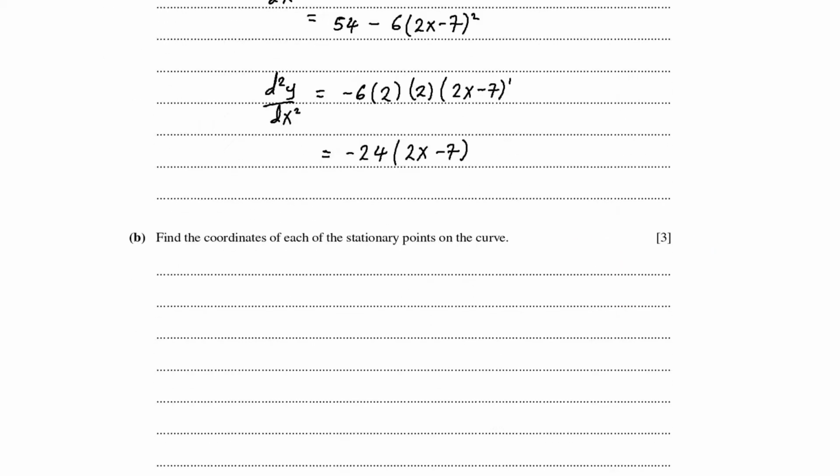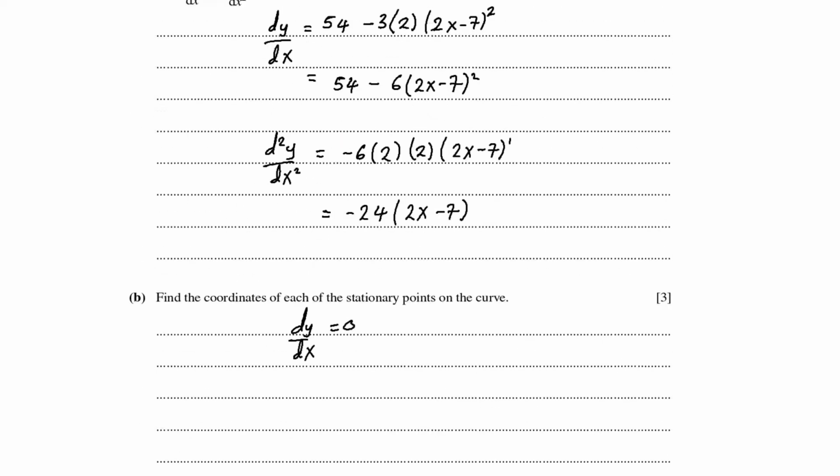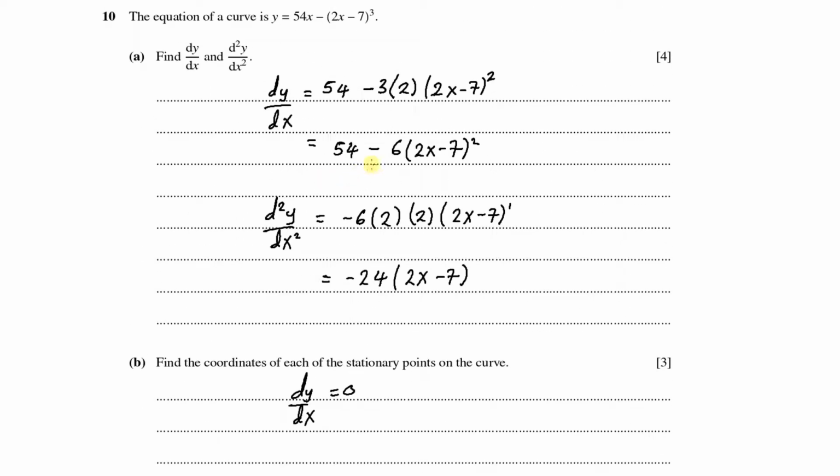Let's go to part B. Find the coordinates of each of the stationary points on the curve. So we know that at the stationary point, dy by dx should be equal to 0. So the gradient function, we got it as 54 minus 6 of (2x minus 7) squared, so it has to be equal to 0.